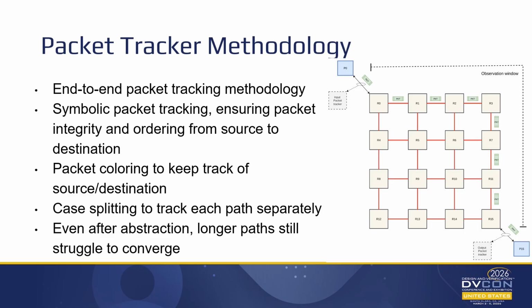To further control complexity, we apply case splitting, where each possible path is analyzed independently, allowing the formal tool to focus on one scenario at a time. In this example of a 4 by 4 mesh, we have 240 unique possible source destination paths. We split all these paths, and for each path we use the packet tracker methodology to prove data integrity and ordering.